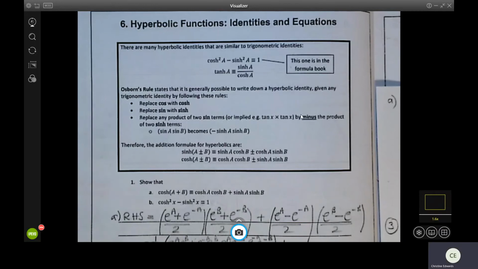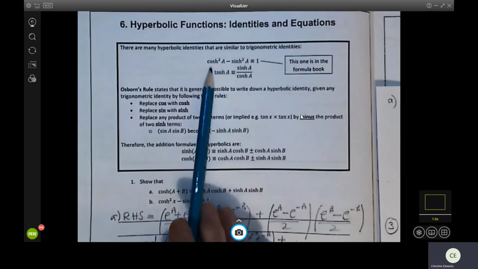This video introduces the hyperbolic identities and uses them to solve equations. Many of the hyperbolic identities are similar to the trig identities that you met in your A-level maths. Some differ, and we have Osborn's rule to help us identify which those are.